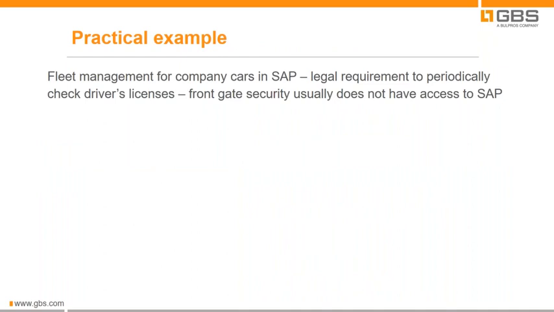Good. So far, so good. The practical example that I want to look at together with you today is something about the fleet management for company-owned cars. A partner of us, a company called S&N, they have an SAP product that does exactly that, fleet management for company-owned cars. And at least in Germany, there's a legal requirement to check driver's licenses twice a year. So every 6 months, you have to verify that the driver still has a valid driver's license.